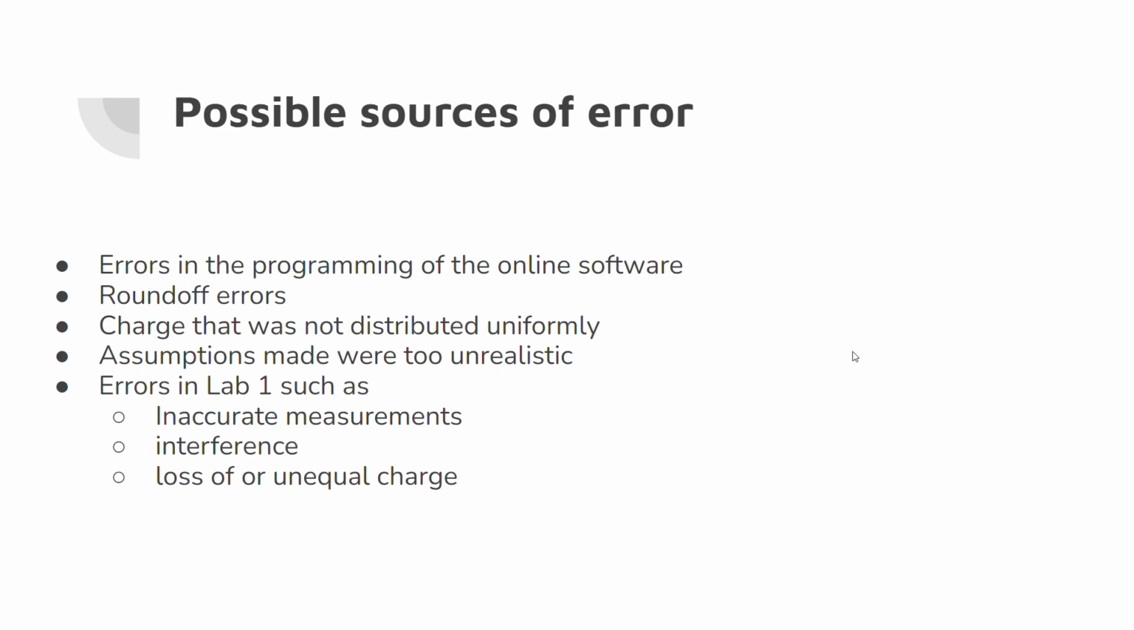Possible sources of error in this experiment are errors in the programming of the online software. Another potential error could be round-off errors in the truncation of data. Another error would be that the charge was not distributed uniformly, or the charges on the tapes are unequal. And there are further potential errors in Lab 1, such as inaccurate measurements, interference, loss of or unequal charge, or other errors that occurred in Lab 1.